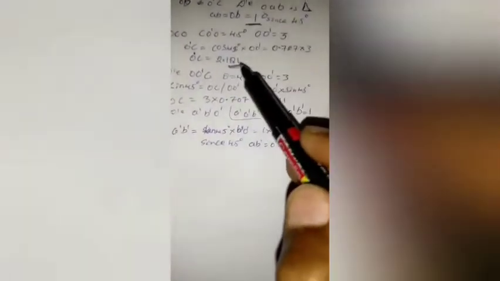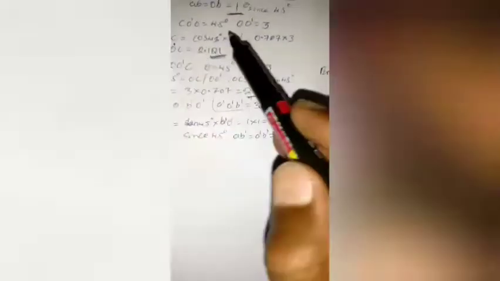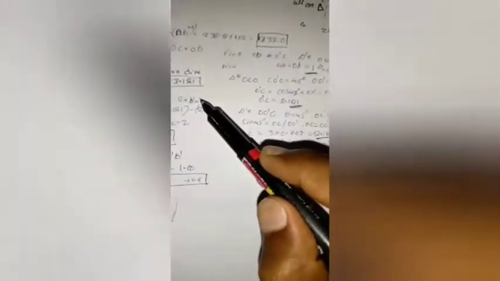So I have to find out OC. OC is always known. Yes, OC is known, 2.121. So I have to find out B dash A dash. This vertical component I have to find out.